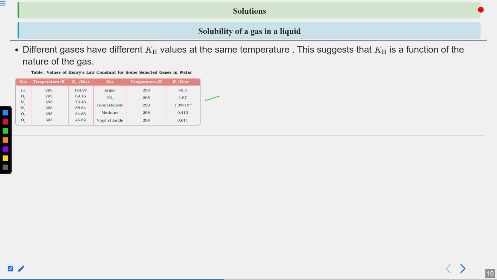So here is your KH value for different gases. You don't need to learn it, but what you can see here is that if you increase the gas molecular mass, then the KH value decreases. For lighter gases, the KH value is very high, like for helium it is 144, and for heavier gases like vinyl chloride, it is 0.611. So you can easily see a decline with increase in the molecular mass. And it is also defined at different temperatures. At a higher temperature, you will see that the value of KH is increasing. Got it?